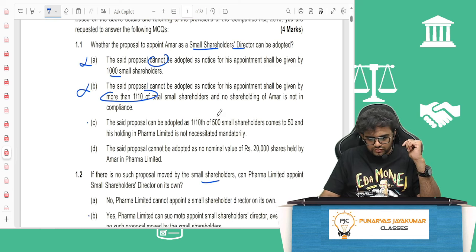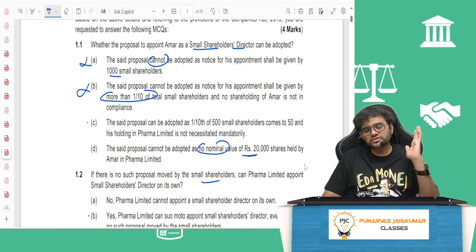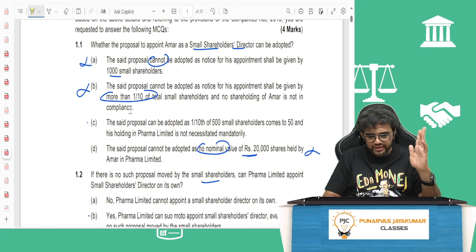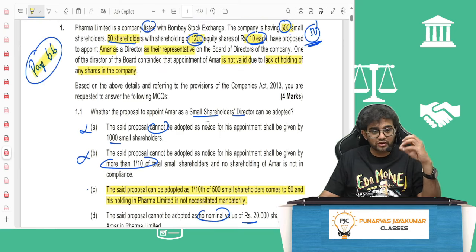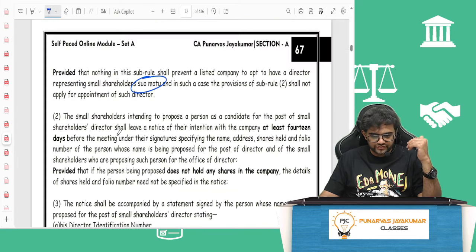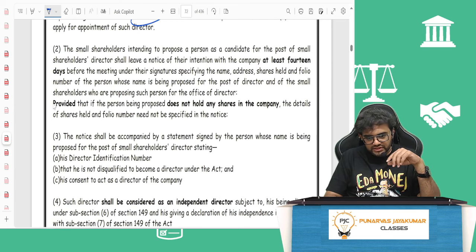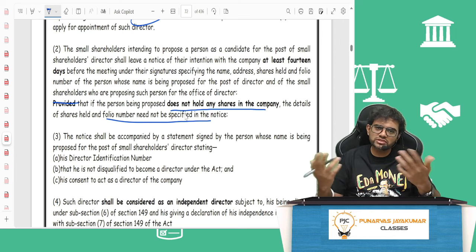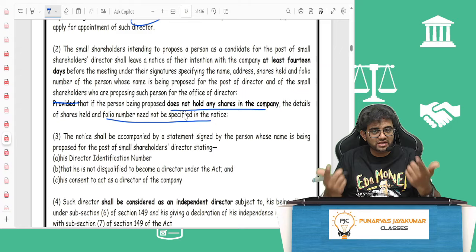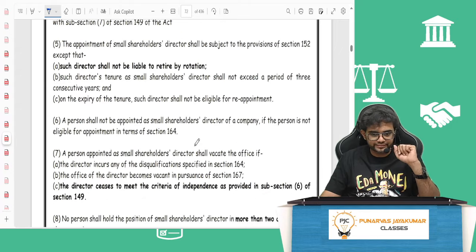No. The option saying nominal value of 20,000 must be held, when less than 20,000 should be held, is also wrong. The proposal can be adopted, as 1/10 of 500 small shareholders comes to 50. Yes, you need not be a small shareholder. A small shareholder director need not be a shareholder also. If the person does not hold any shares in the company, he should mention that he does not hold any shares in the company. The share number and folio number need not be mentioned because he doesn't hold any shares, which means even if you don't hold any shares in the company, you're allowed to be a small shareholder director. Very simple.